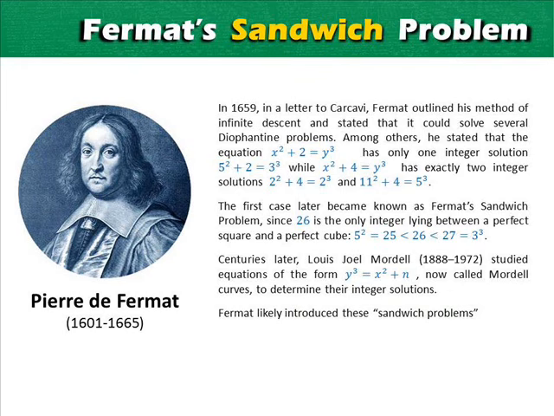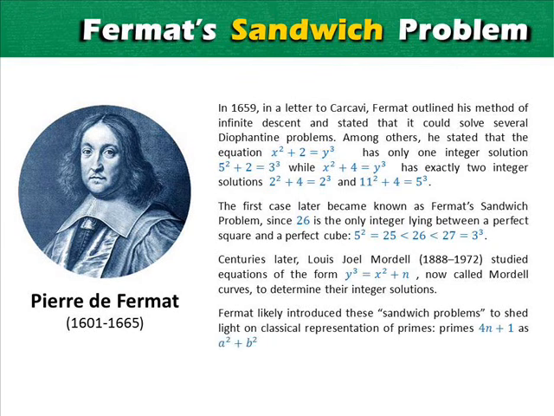Fermat likely introduced these sandwich problems to shed light on the classical representation of primes 4n plus 1 as a sum of two squares, and primes 8n plus 1 or 8n plus 3 as a square plus 2 times another square, as we'll see next.